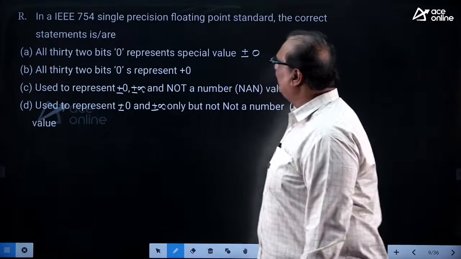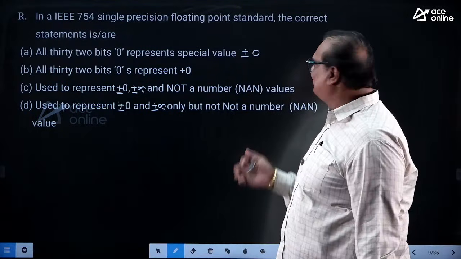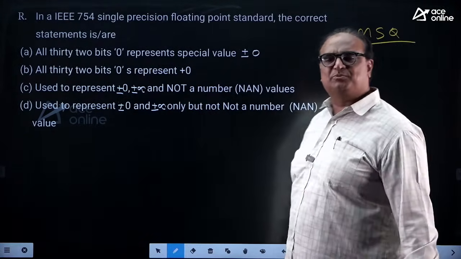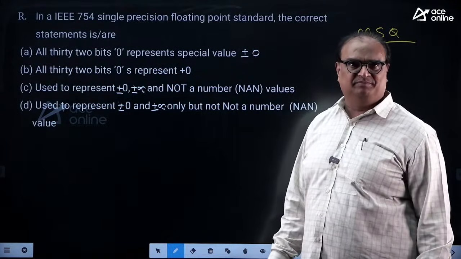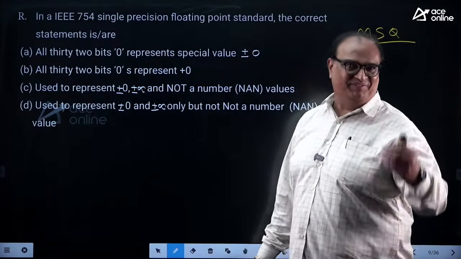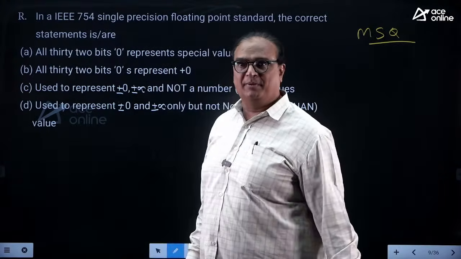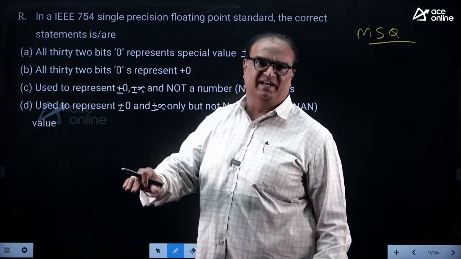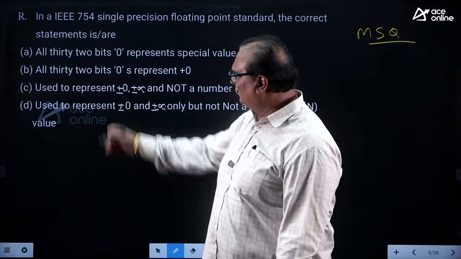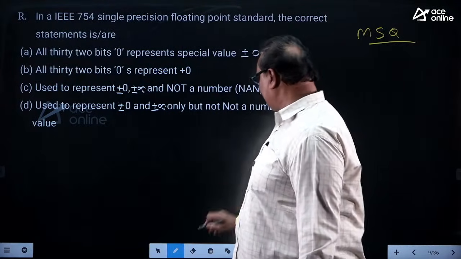In the IEEE 754 single precision floating point standard, the correct statements, this is an MSQ. It is your responsibility to read each and every option. MSQ solutions tell a student's knowledge level. A student who has proper knowledge of all the points related to the concept can solve this. First one: all 32 bits zeros represent special value plus or minus 0.